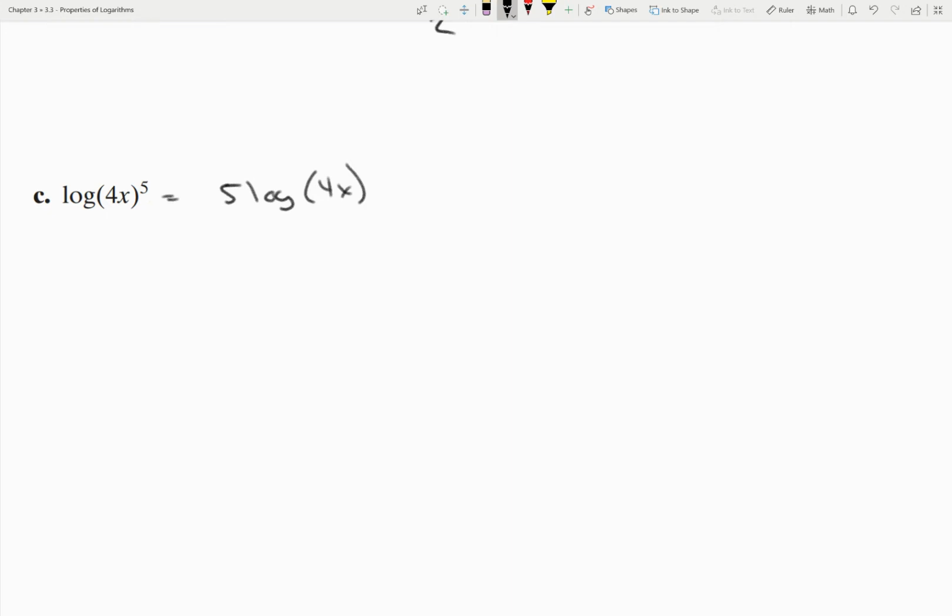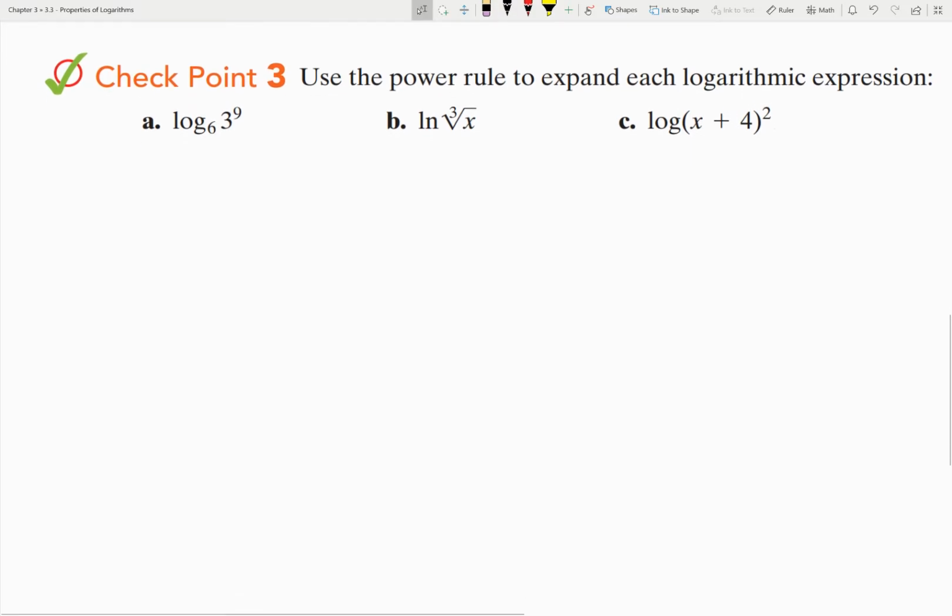Now, there is more that we can do with part C, but we'll get to that in a second. Realize there is another part to this that we can keep going with. We could expand it more. Right now, we're just using the power rule. So for this one, we pull the 9 to the front, and it's the log base 6 of 3. Remember that the third root means x to the 1/3 power, so that comes to the front, and the 2 comes to the front, and the x plus 4 still stays in parentheses because they are both inside the logarithm.